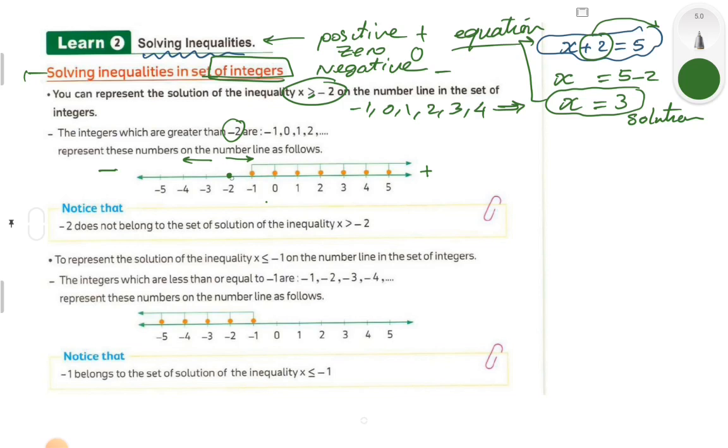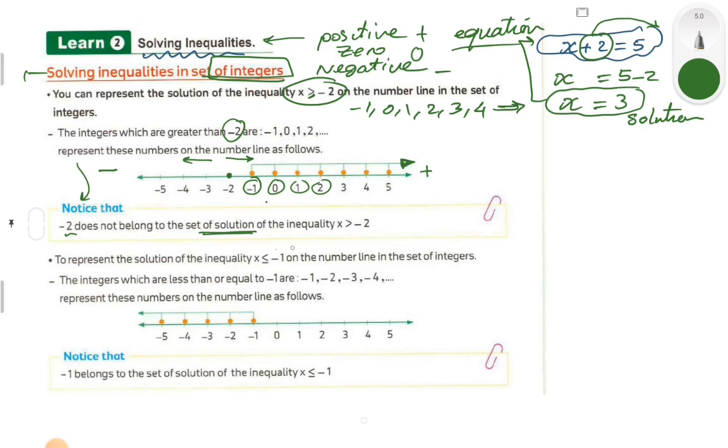So we start with the number greater than minus 2. It's minus 1, 0, 1, 2, and so on. So we have an arrow here. Okay, all these numbers are greater than minus 2. So all these numbers are a solution for this inequality. Okay, now note that minus 2 doesn't belong to the set of solutions because x is greater than minus 2.